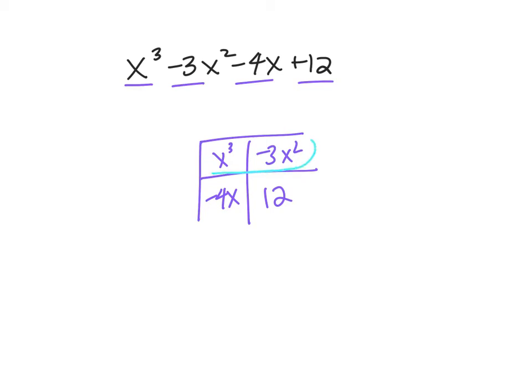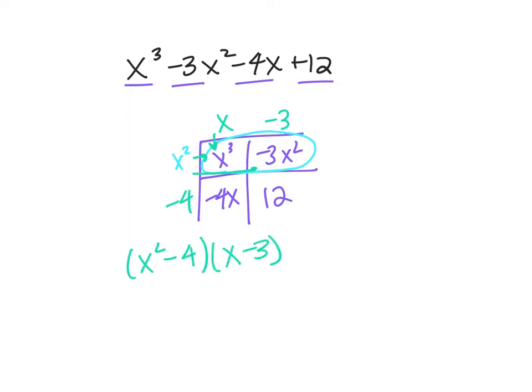So I'll start with this row. We have an x cubed and an x squared. So the GCF there would be an x squared. And now we can problem solve our way through. In order to get x cubed, x squared will have to be multiplied with an x. In order to get negative 3x squared, it'll have to be multiplied by negative 3. And in order to get negative 4x, x will have to be multiplied by negative 4. So this gives us the factoring x squared minus 4 and x minus 3.